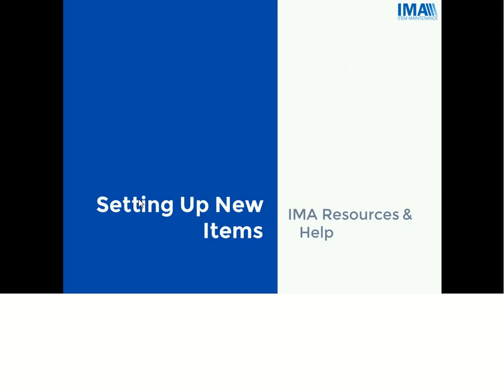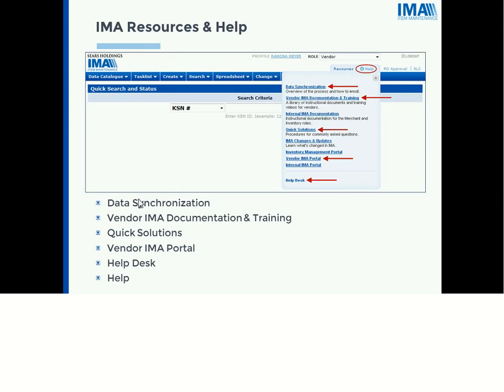Okay, moving on, we're going to go to IMA resources and help. When you're within IMA, there are several options for self-help. Up at the very top, if you click resources, it's going to drop down with this list. Some of these are for internal users, some of them are for vendors. I marked the ones that would be relevant to you as vendors. If you'd like to learn more about the data synchronization process, you can click here. This is IMA documentation and training for vendors.